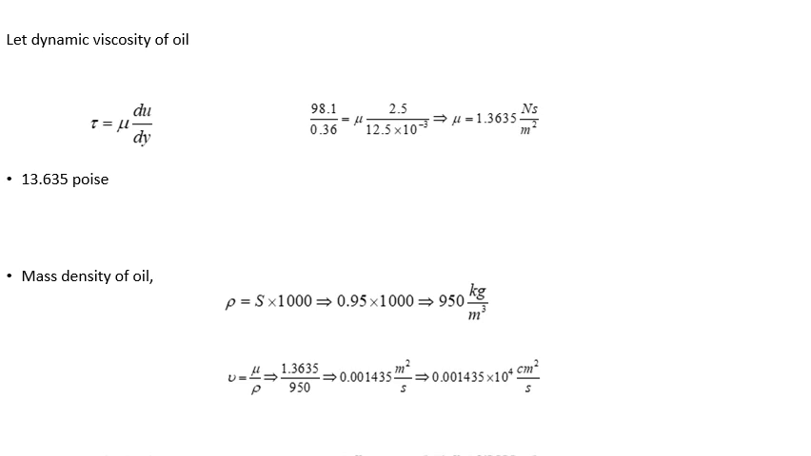So that is once again in SI units, but they asked to write it in Stokes. That is, 1 Stokes is equal to 1 centimeter square per second. So for that reason it is now converted from meter square to centimeter square, that is equal to 0.001435 into 10 to the power 4. So that is centimeter square per second. So that is the solution for this second numerical.